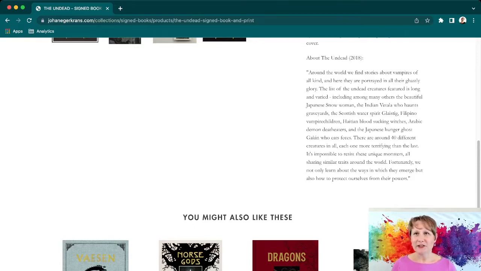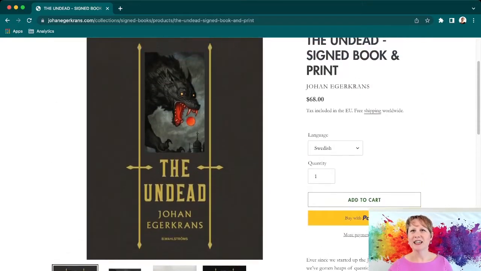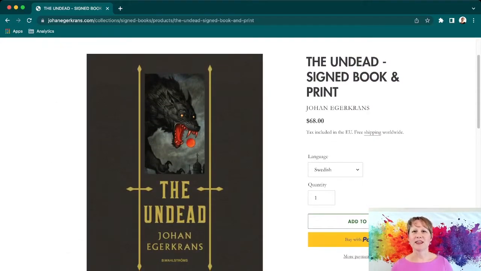There are around 40 different creatures in all, each one more terrifying than the last. It's impossible to resist these unique monsters, all sharing similar traits around the world. Fortunately, we not only learn about the ways in which they emerge, but also how to protect ourselves from their powers. So, if you're into monsters and that sort of thing, it's probably really appealing to learn these kinds of details.